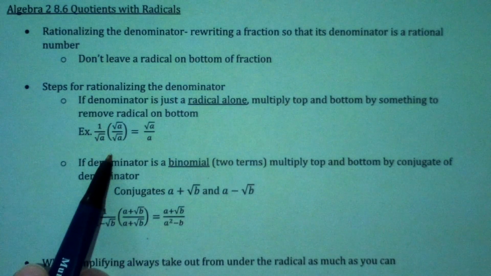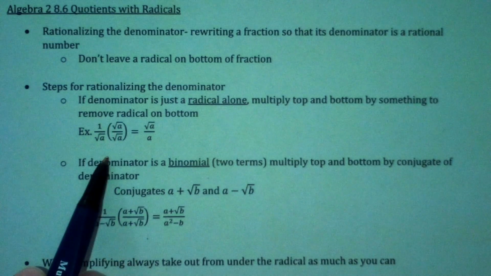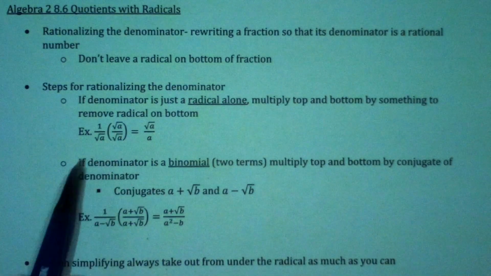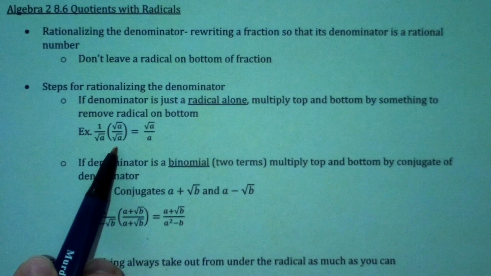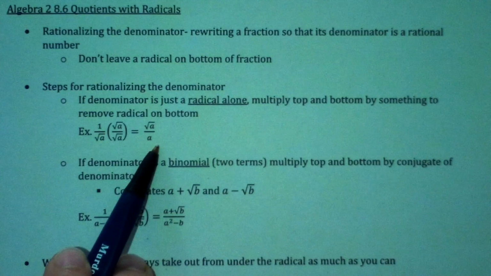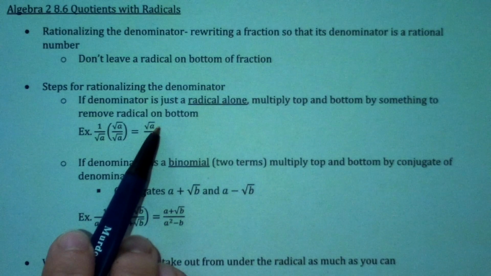When you do the square root of a times the square root of a, the square roots cancel out, and you're just left with a, and then your square root moves to the top. That's in better form because the square root is on the top and not the bottom.